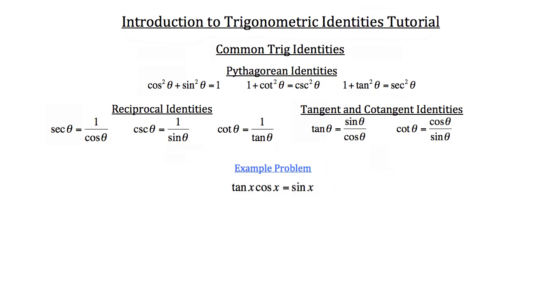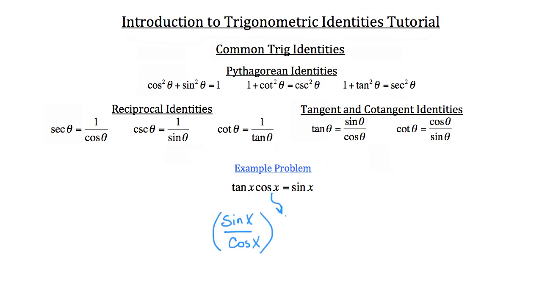Let's work with the tangent of x times cosine of x is equal to sine x. What I want you to do is prove this identity. Well, let's start with what we know. We know that the tangent of x is also equal to the sine of x over the cosine of x. So I'm going to rewrite that below in the problem here. Tangent of x is really sine of x over the cosine of x.